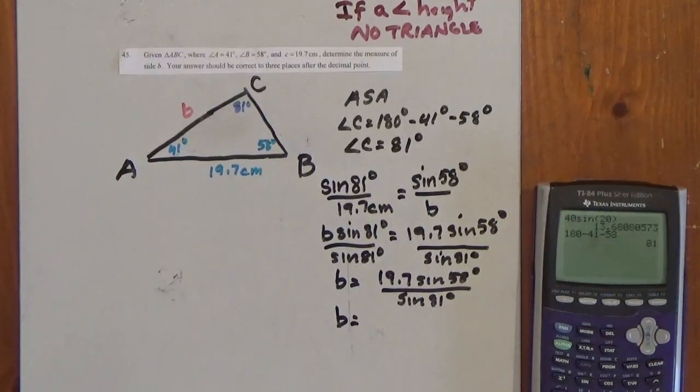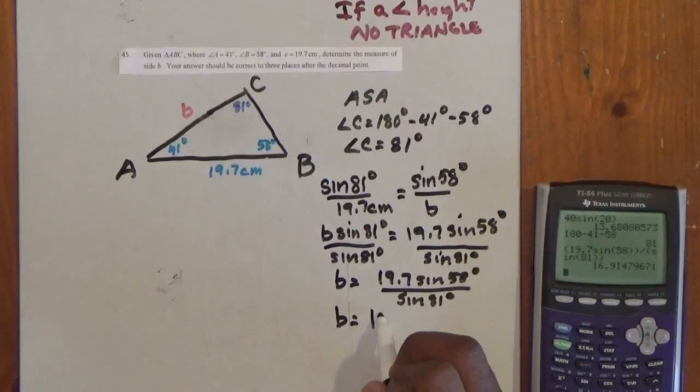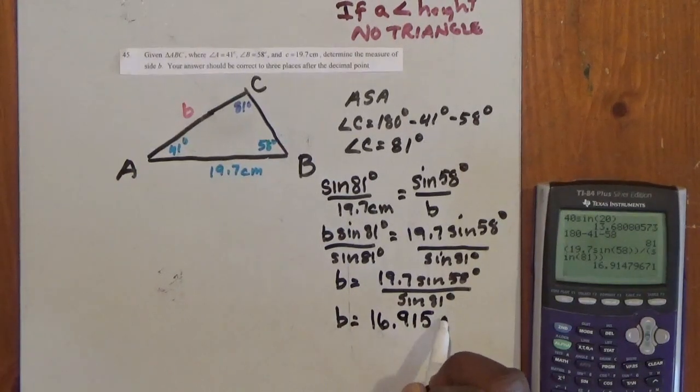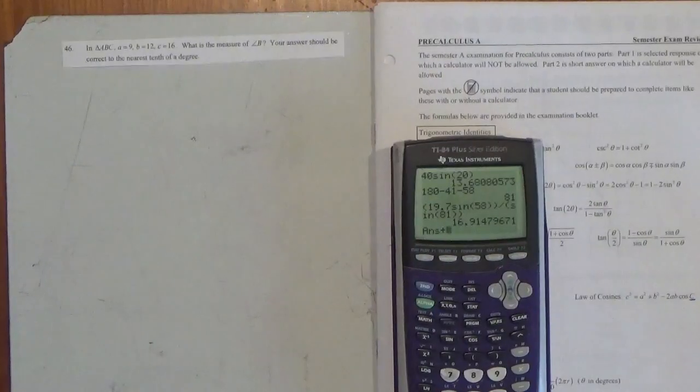In this case, B is equal to, parentheses, 19.7 sine 58, close, divided by sine 81, close. I'm going to check my mode, make sure I'm in degrees. I'm in degrees, and it tells me that side B is going to be equal to 16.915 centimeters. And done.